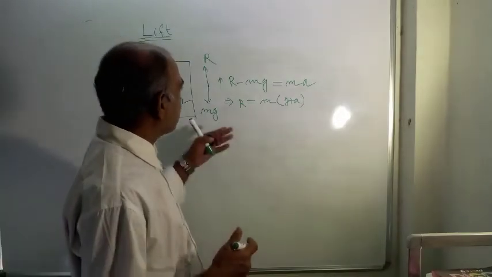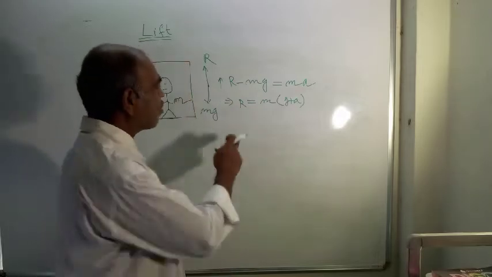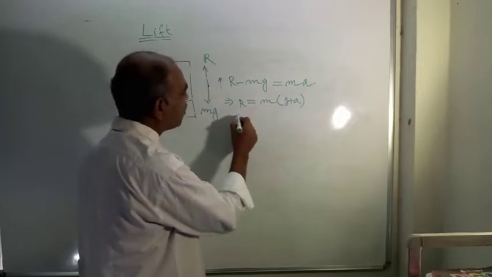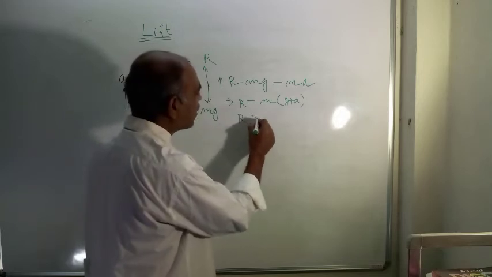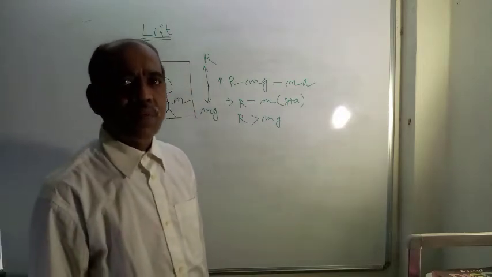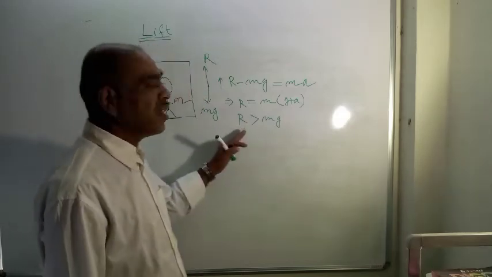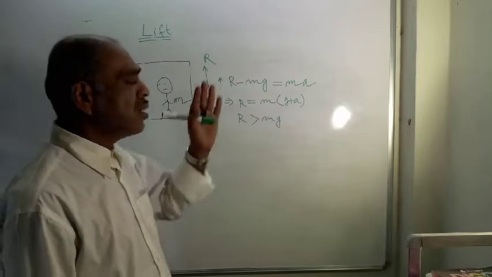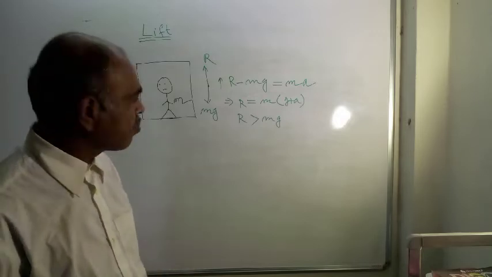But when the lift is moving in the upward direction, you can see that this normal reaction is equal to m into (g plus a). Since a is positive, R is greater than mg. The normal reaction acting on the man is greater than his own weight. So the man will feel heavier when he is going in the upward direction with an acceleration.